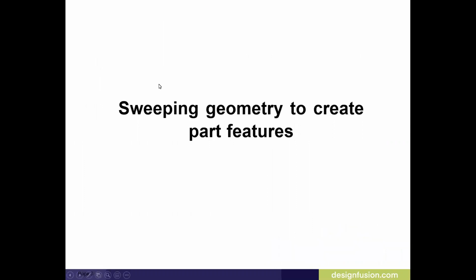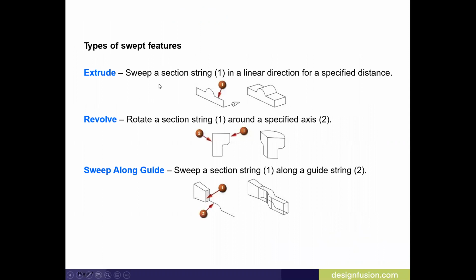All right, so let's talk about the types of swept features that we have. The first one there is the extrude. Like I said yesterday, we figured out how to create sketches. So everything starts at the sketch level, right? So we need to extrude that sketch. The other one is called revolve, and that one specifies the axis to revolve about. And then the last one, sweep along a guide. This one requires 2 sketches. I'll show you all that as I work through this.